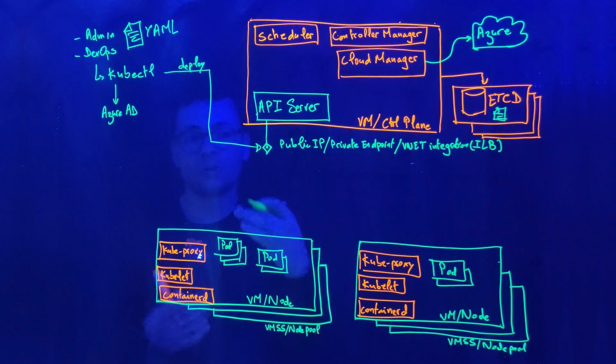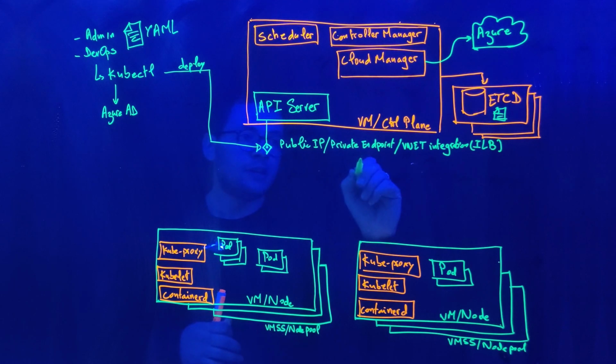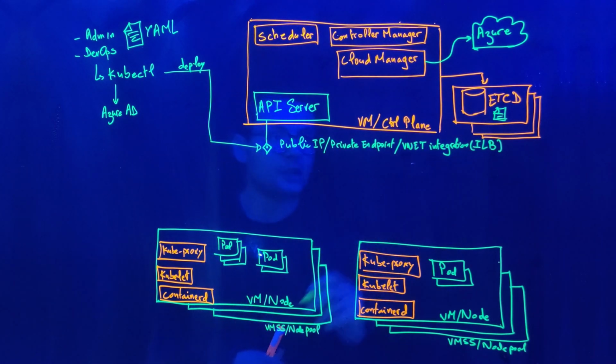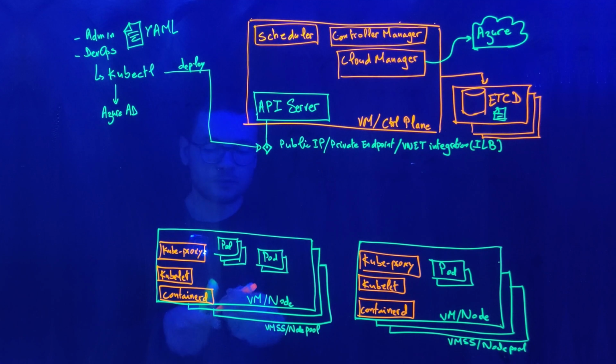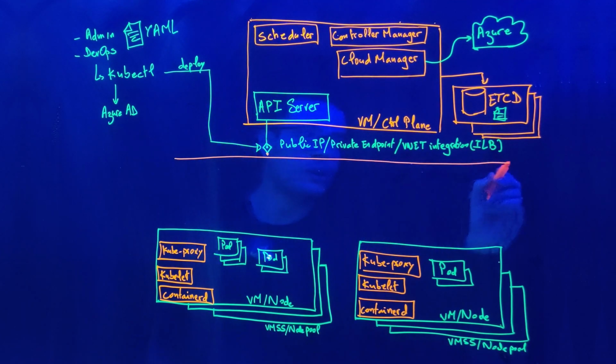So that communication will go through the internet. So it's better to use a private cluster, either through a private endpoint or through the virtual network integration. And with that option, now the communication will be done through that private endpoint. And that private endpoint will live inside a virtual network right here.